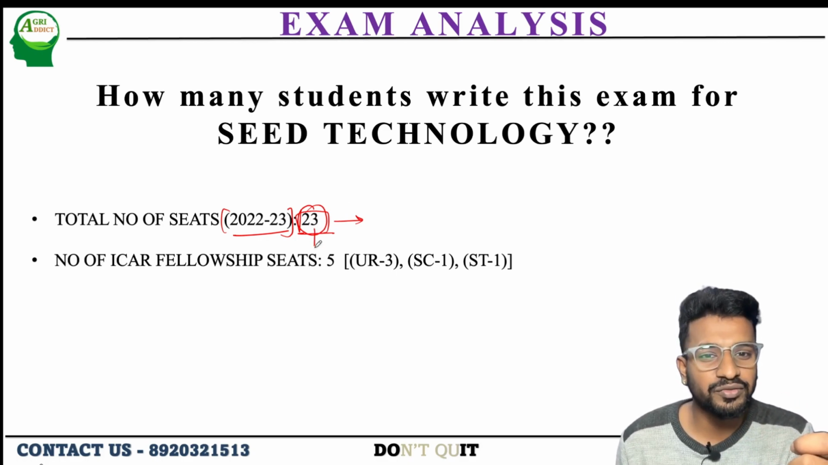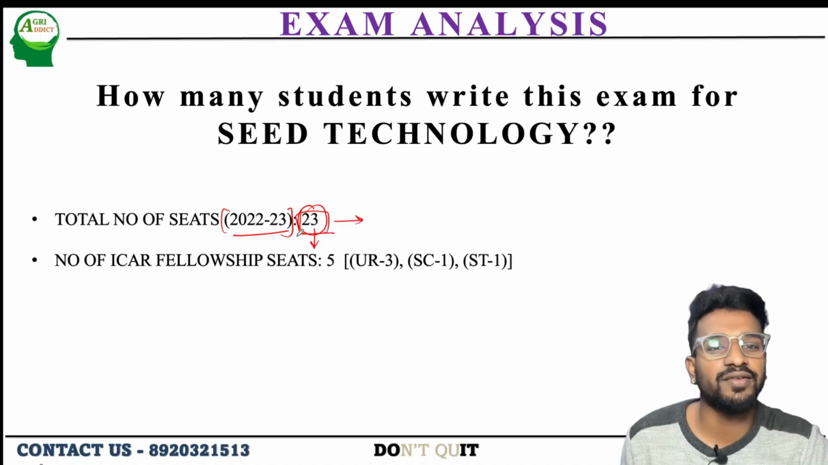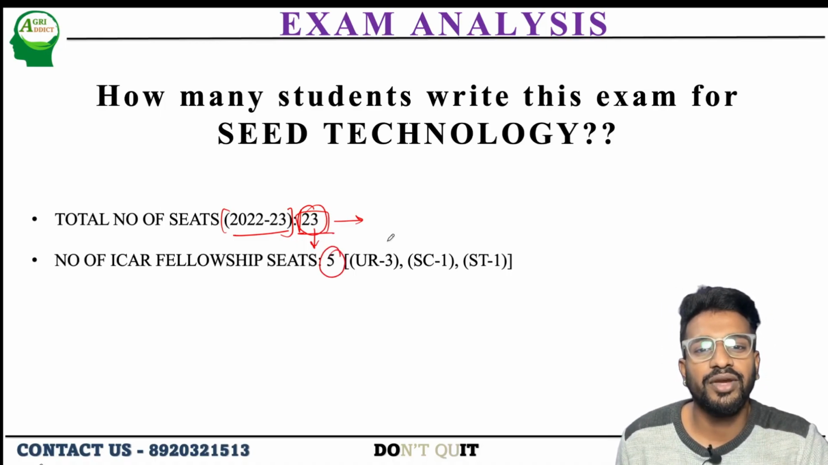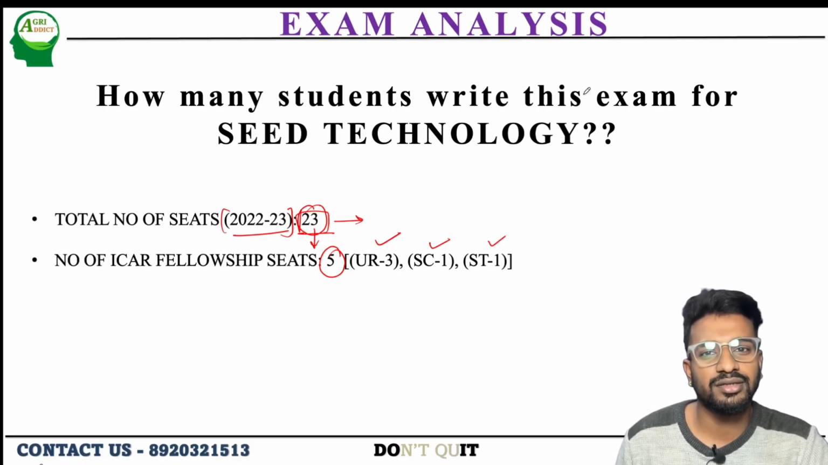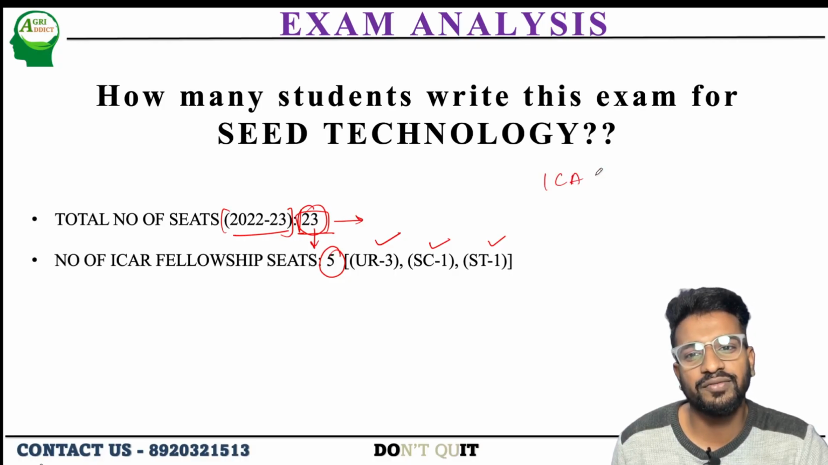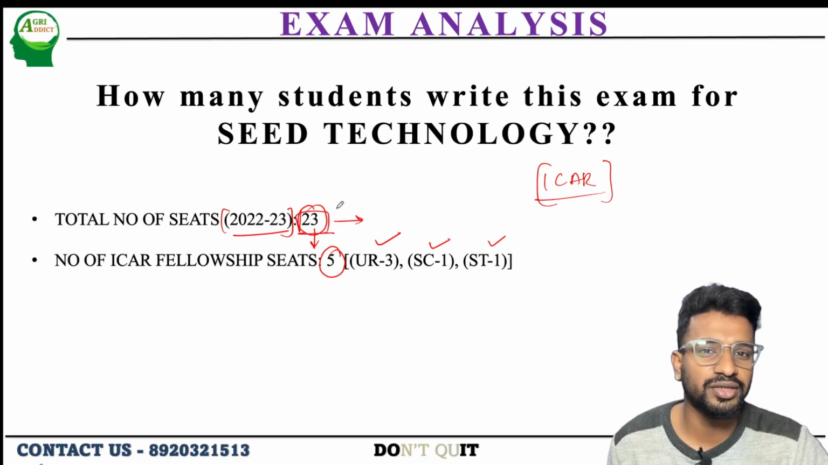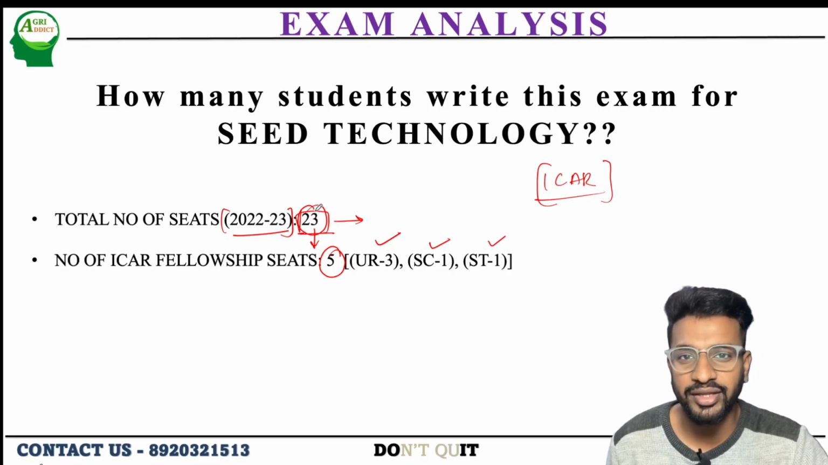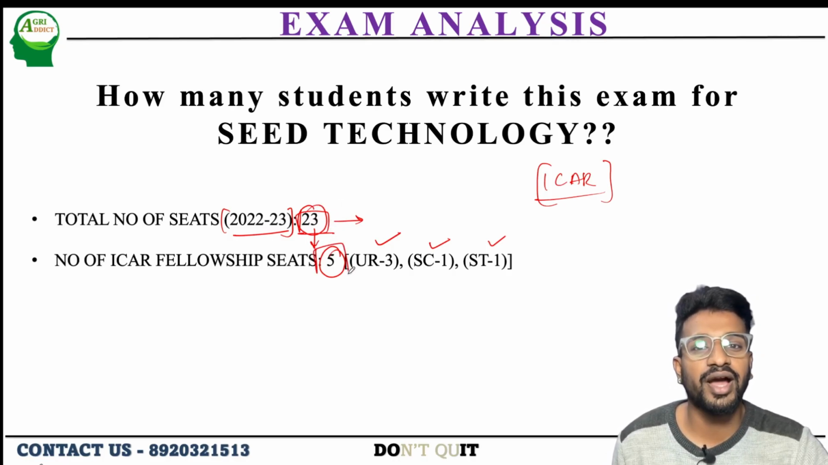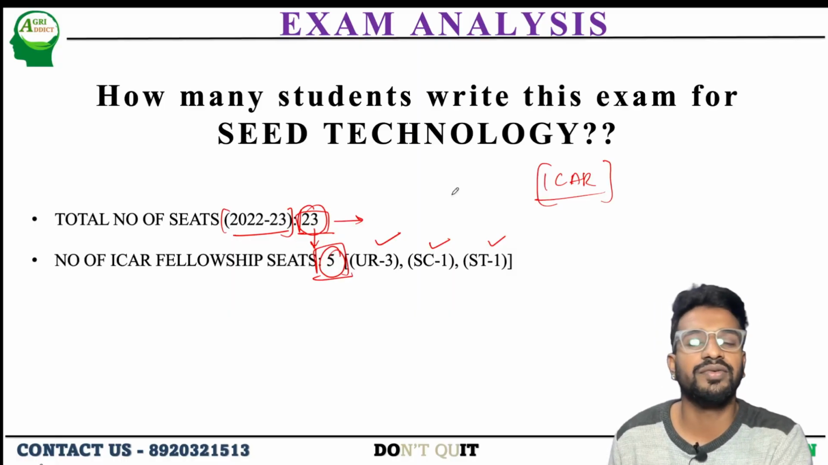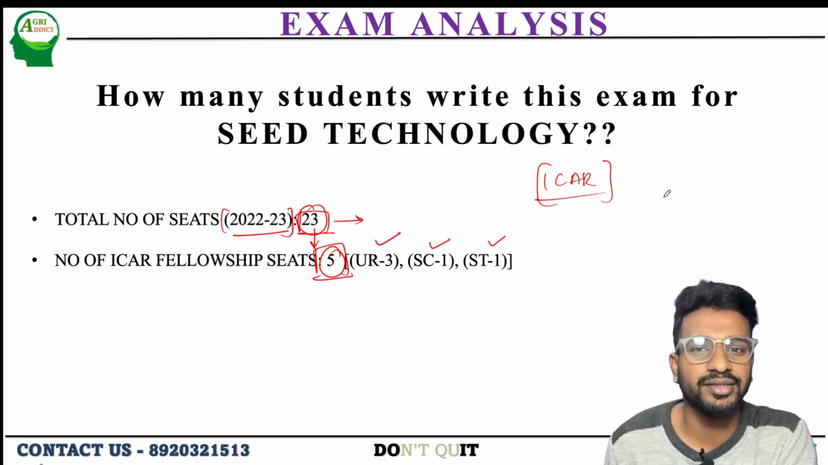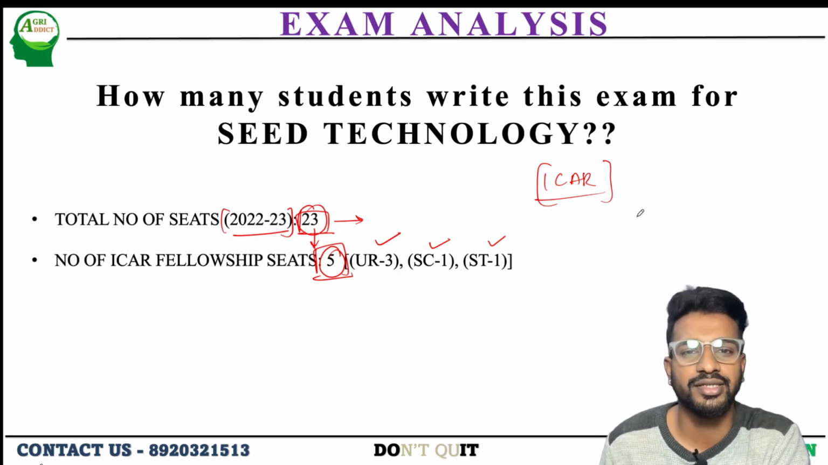And within these 23 seats, the number of ICAR fellowship seats was only 5, where 3 seats were for unreserved, 1 for SC and 1 for ST. If you do not know about the fellowship, I will tell you in the upcoming slides. Here the total number of seats for seed science and technology in the previous year was only 23, out of which there were only 5 fellowship seats. I'll give you the details of the fellowship, like how much fellowship you will be getting if you crack this exam with a top rank, in the upcoming slides.